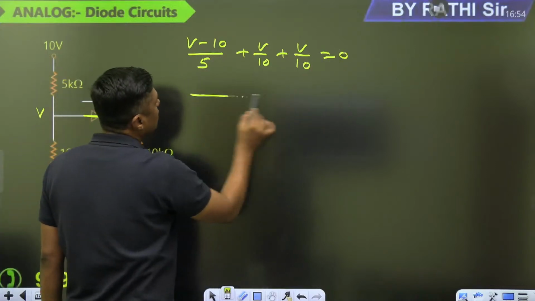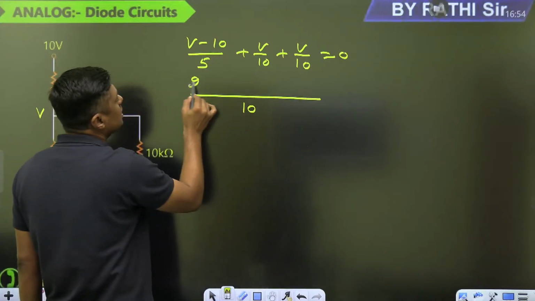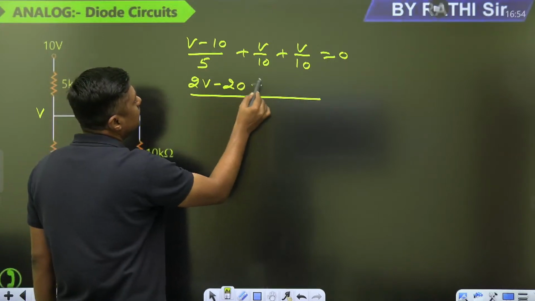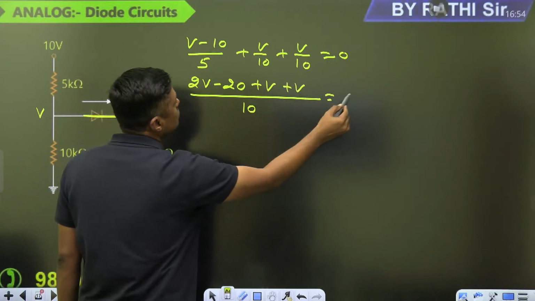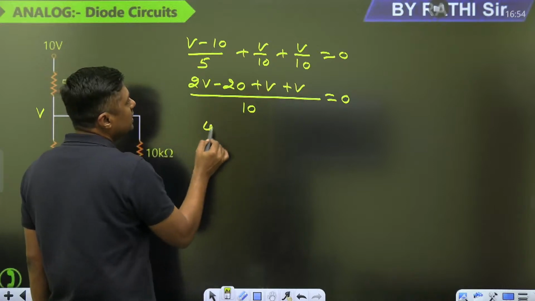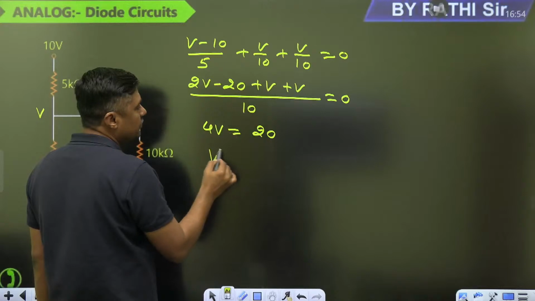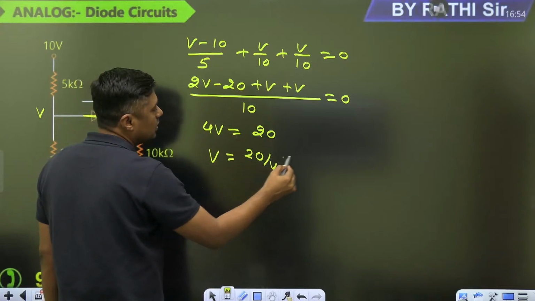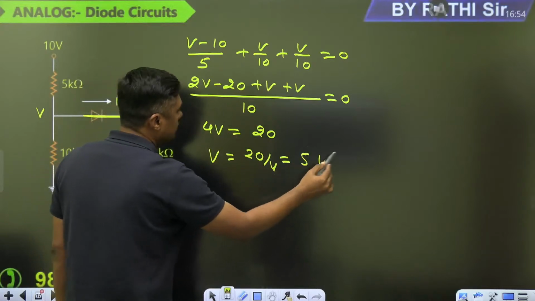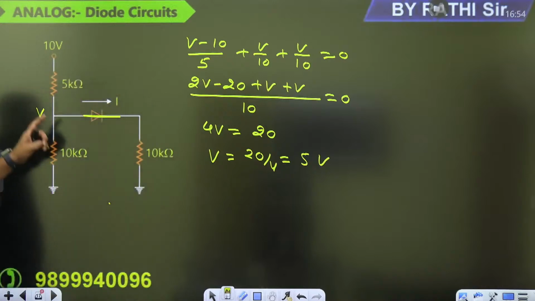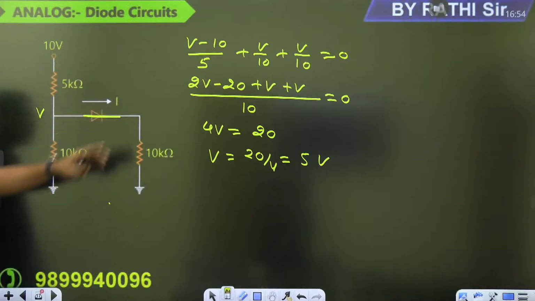This is called the nodal equation. 10 is the LCM. 2V minus 20 plus V is equal to 0. 4V is equal to what? 20, because 10 will become 0. So V is equal to 20 by 4, which is 5 volt. If this is 5 volt, what is the value of I? Tell me.